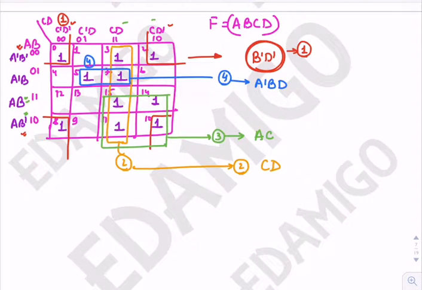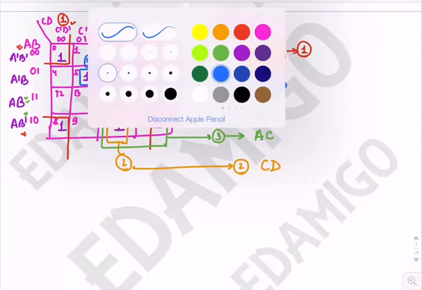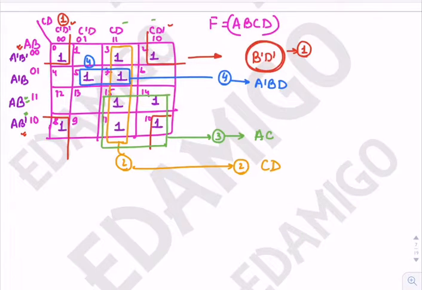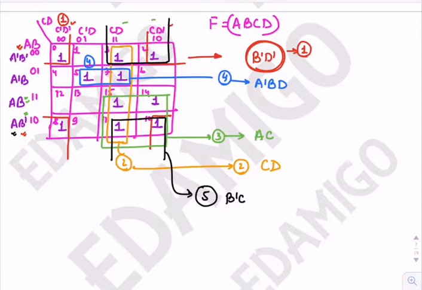Okay, so one more is also there. Let me write with black. These two squares at the bottom and the top will give me the fifth one, which is common. B bar is constant and C is constant. So B bar C is the prime implicant.